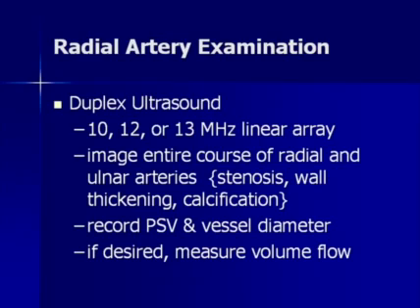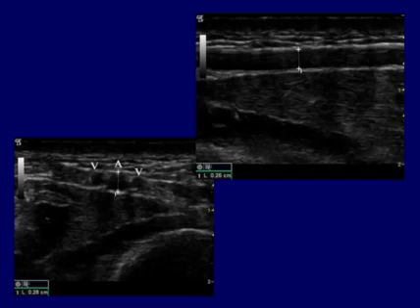Now, the radial vessels are smaller and more superficial, so we're going to want to maximize our near field resolution and use a higher frequency transducer. For those patients perhaps getting a radial artery harvest, we're going to look along the entire course of both the radial and ulnar arteries. We're going to look for pathology. We're going to measure the velocities and vessel diameter in those patients. And if you want, you can measure volume flow, although it's not too common.